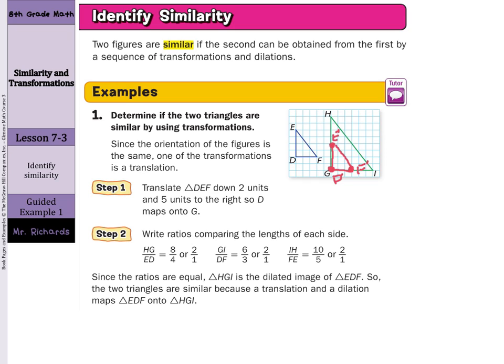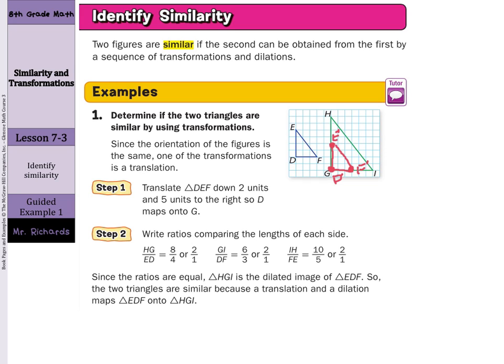Notice how they took HG, which is the longer side, and that's 8 long, compared it to ED, which is 4 long, which simplifies to 2 over 1. GI, they said, was 6. DF, they said, was 3 if you count, and that also simplifies to 2 over 1. IH is 10 units. FE is 5 units, and you can solve that using the Pythagorean theorem. That also simplifies to 2 over 1.